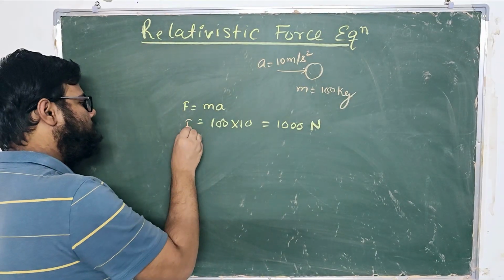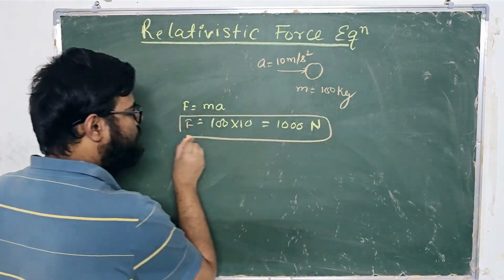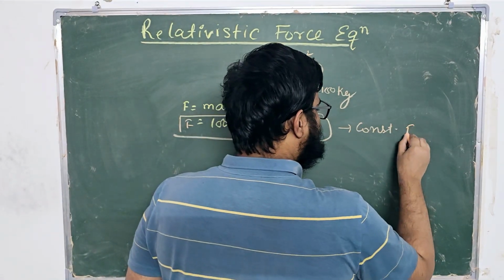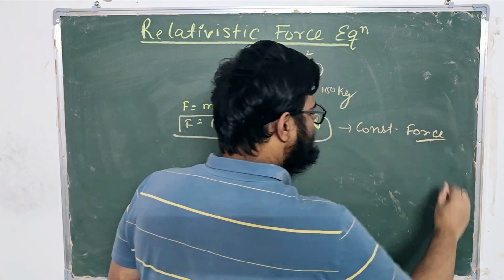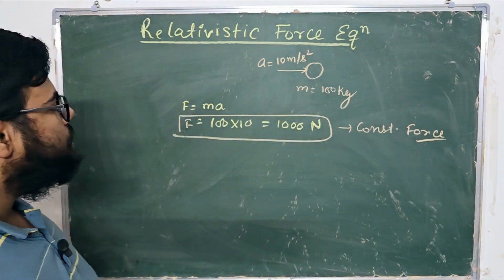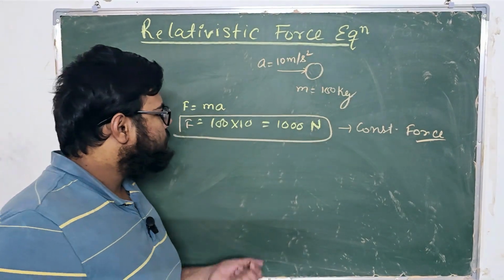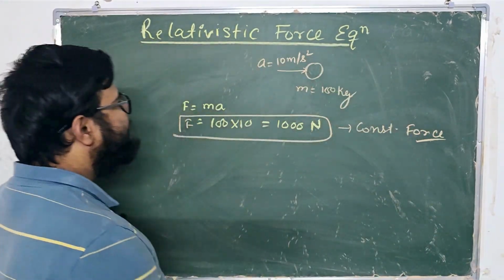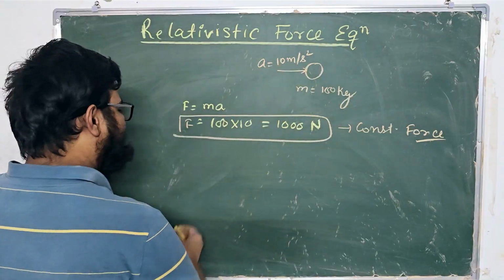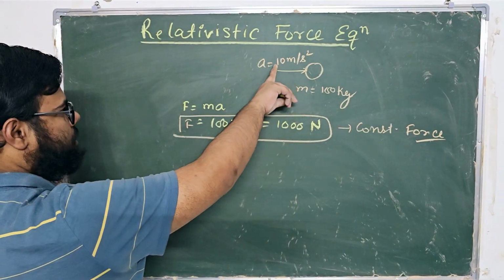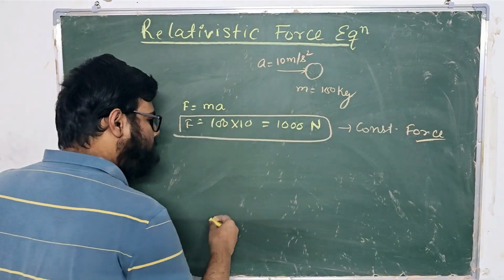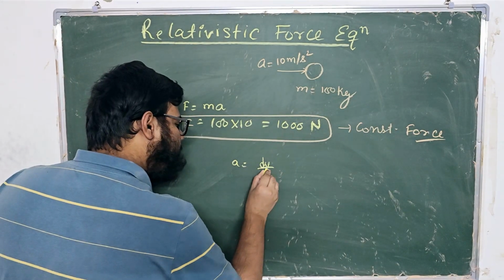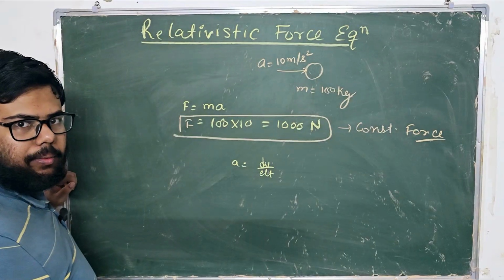So this is the force which you are providing. This is the constant force. Now, what's the problem in this? Well, the problem is that if you use the equation of motion over here, since it's a constant acceleration, we all know that acceleration is dv by dt.